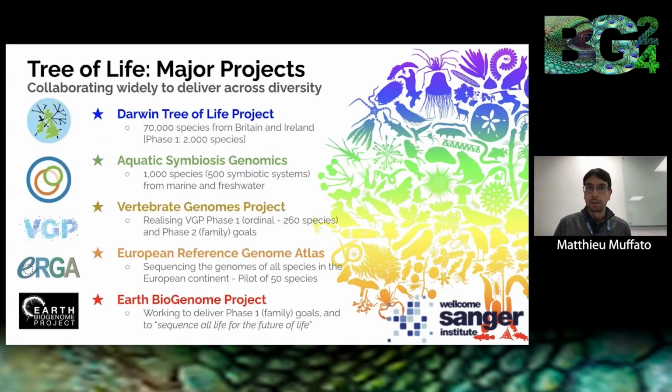So we are part of Darwin Tree of Life, which focuses on sequencing species in Britain and Ireland. But we're part of a few international projects as well, like the Aquatic Symbiosis Project, which is about marine species, the Vertebrate Genomes Project, and there's a hierarchy of projects. For instance, we are part of ERGA and EBP as well. All of that, the ultimate goal is to sequence all life on Earth.